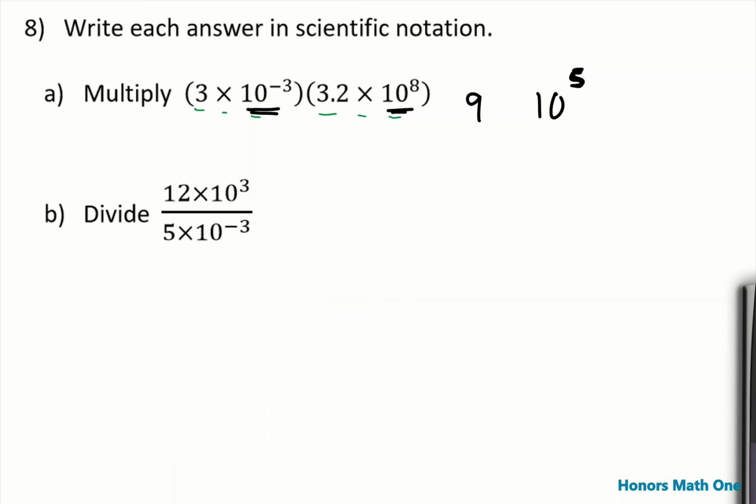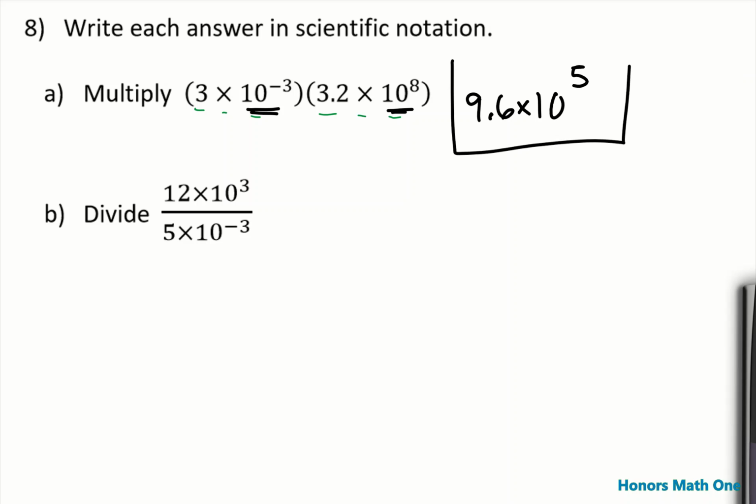So 9.6, that number does meet the requirements for scientific notation. It has just this leading digit. It's a number that's definitely greater than or equal to 1 but less than 10. That's the thing. So my answer would be 9.6 times 10 to the fifth power, even though I don't like how I wrote that fifth.